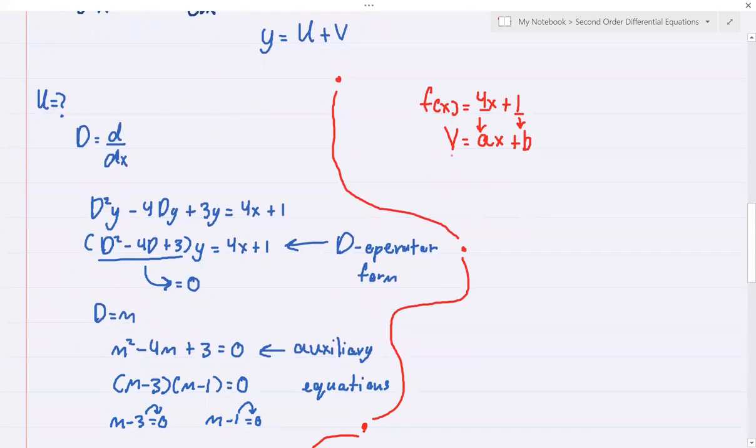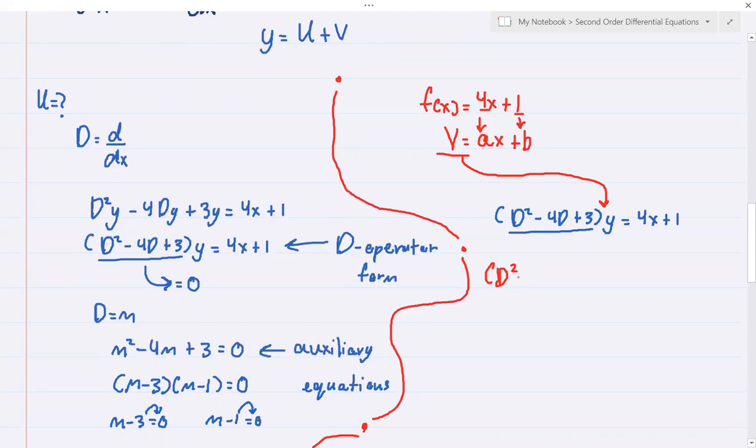Then after that, you're going to substitute v as your y in the d operator form. So we're going to copy this one. There you go. As always, copy your v as your y. So we will have quantity d squared minus 4d plus 3 times b is equal to 4x plus 1.